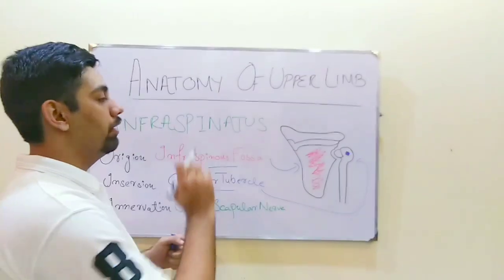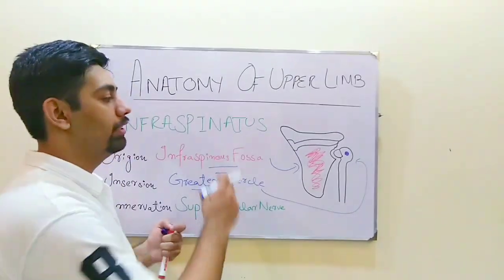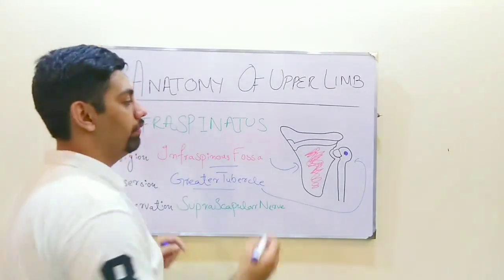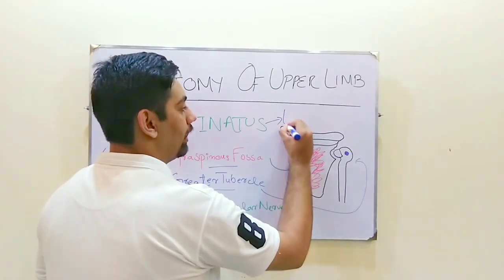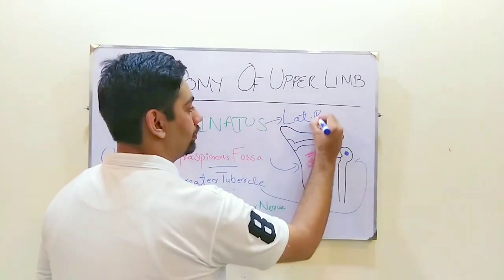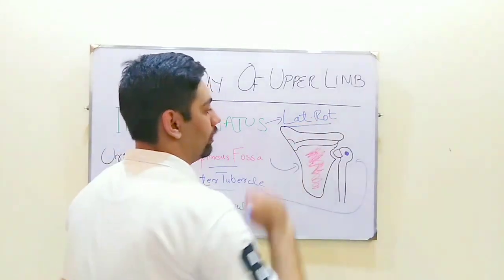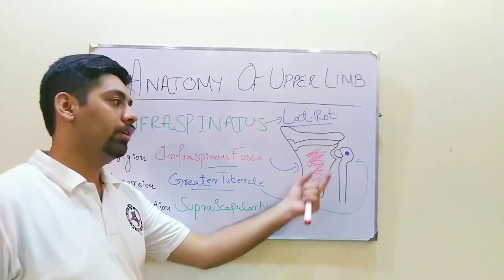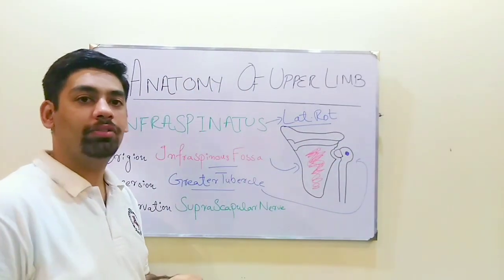Talking about the action of the infraspinatus, it causes the lateral rotation of the shoulder. So I will write its action as the lateral rotation. And you can see here it originates from here and inserts on the greater tubercle of the humerus.